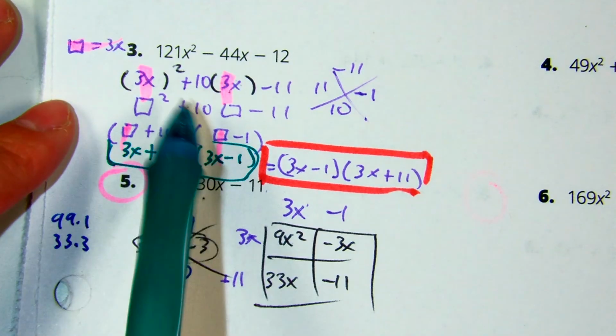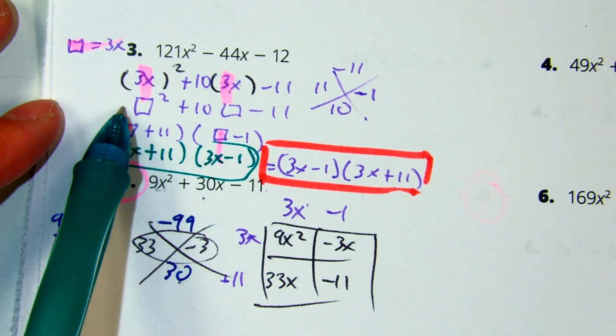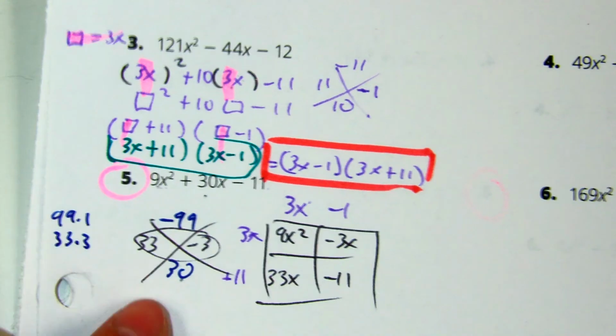What's the point of the chunking method? It just makes your a value go from 121 down to 1. So it works. You work with smaller numbers. This one was definitely quite large.